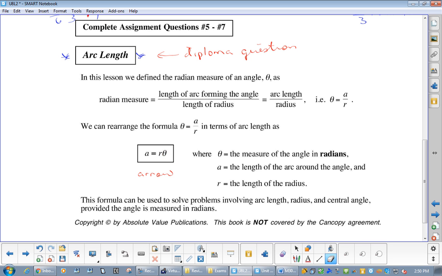Just remember, this is huge. This is where they will get you on the diploma. Theta must be in radians for this formula to work. 9 times out of 10, they'll give you the degrees, and you'll shove degrees right into that formula, and you'll get the wrong answer. You must convert from degrees to radians, and then you plug it in. Very simple question, but students who don't do that one thing get it wrong.